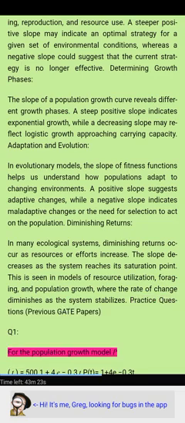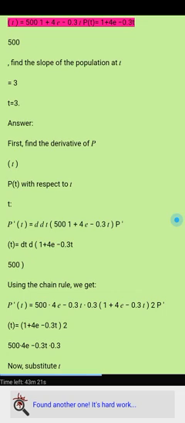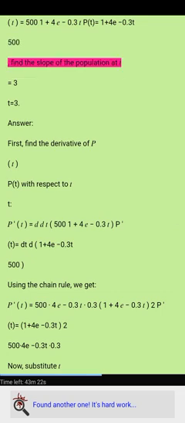Q1. For the population growth model P(t) = 500/(1 + 4e^(-0.3t)), find the slope of the population at t = 3.